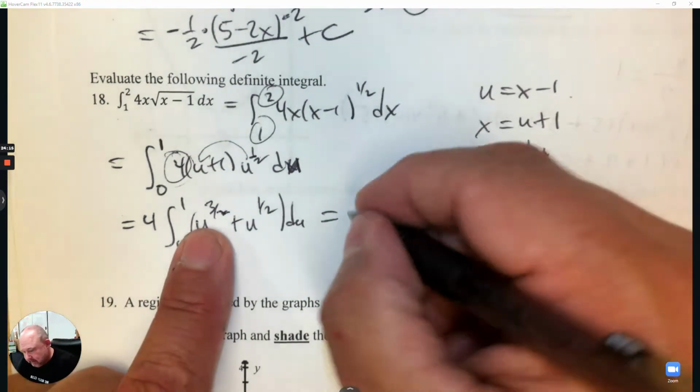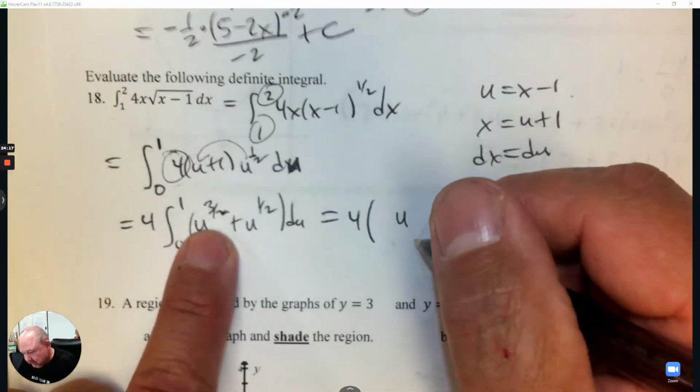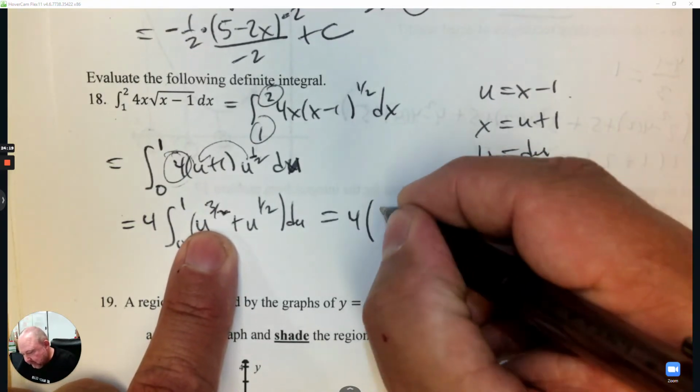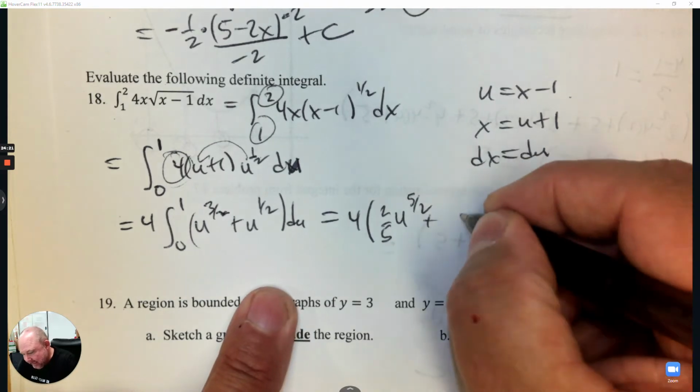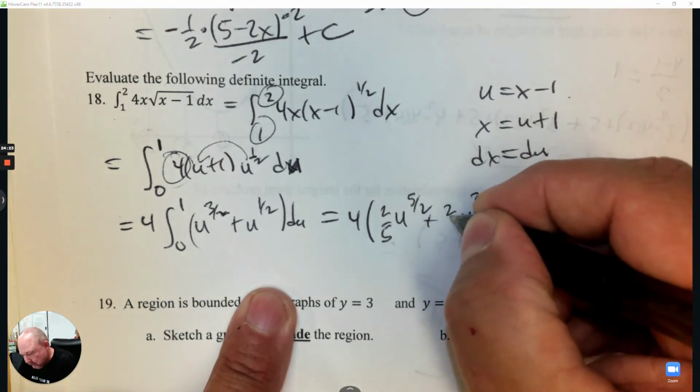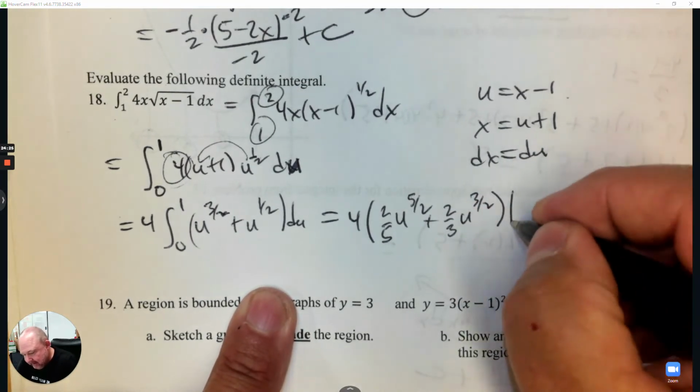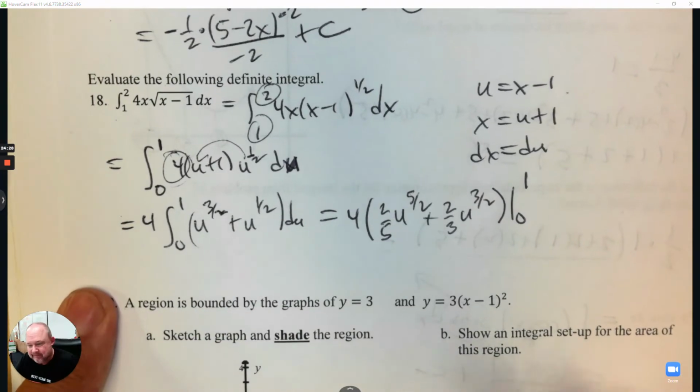And now integrate. So we're going to add 1 to the exponent. That's 5 over 2, and then the reciprocal. We're going to add 1 to the exponent, and then the reciprocal. And then I'm integrating from 0 to 1.